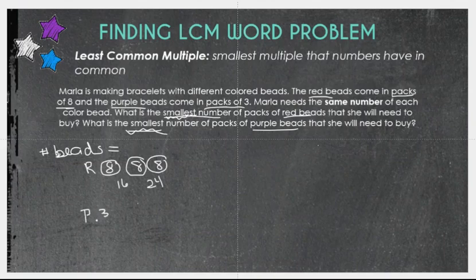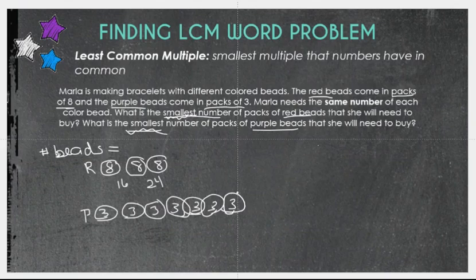So that's 3, 6, 9, 12, 15, 18, 21, 24. Okay, so I've got 24 purple beads now, and I've got 24 red beads now. They didn't have to necessarily list out all the purples.